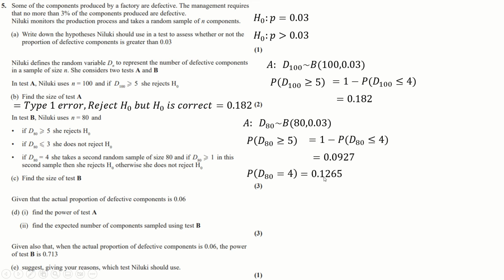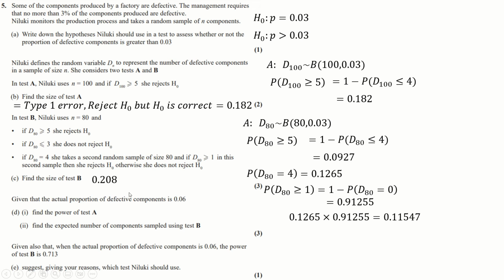If this is the case, then we do another test, and if d is greater than or equal to 1, which is, of course, 1 minus the probability of being less than or equal to 0, which is this, then we reject H0. So we reject H0 if this, or if this with this, because we need this to happen and then we also need this to happen, so we multiply these together. The size of the test, again, will be the cases in which you reject H0, which is either when we're greater than or equal to 5, or when we've done these two things. So add those two together, and you should end up with roughly this number.